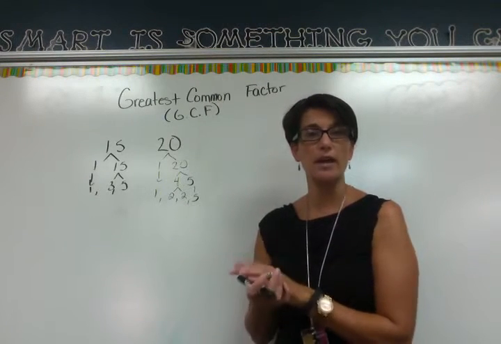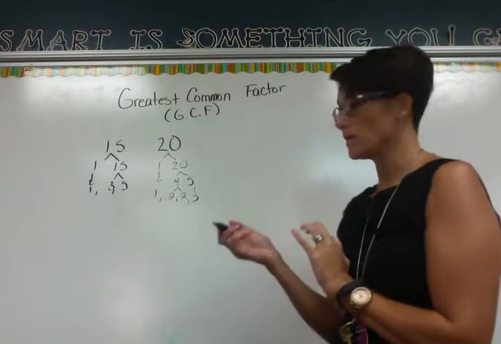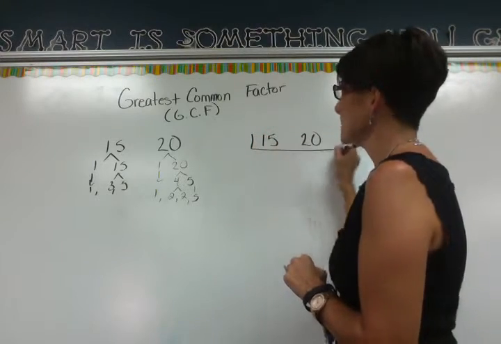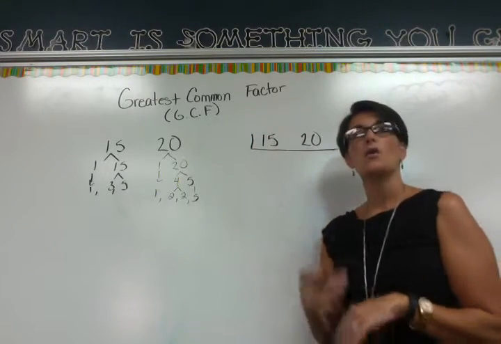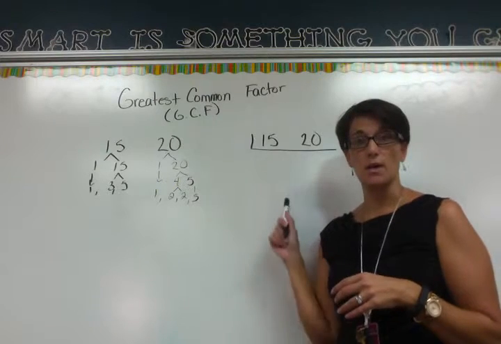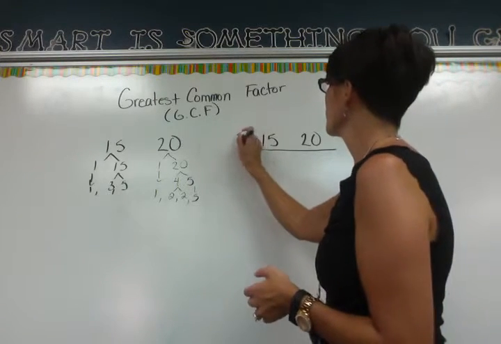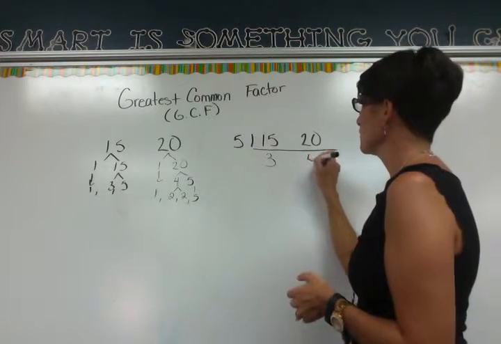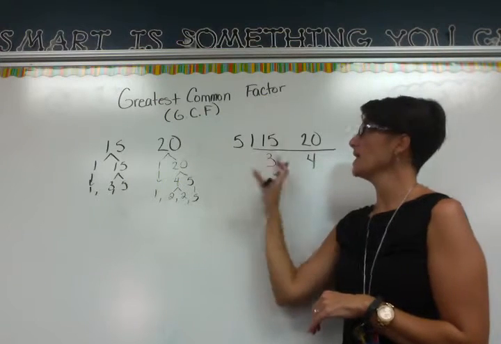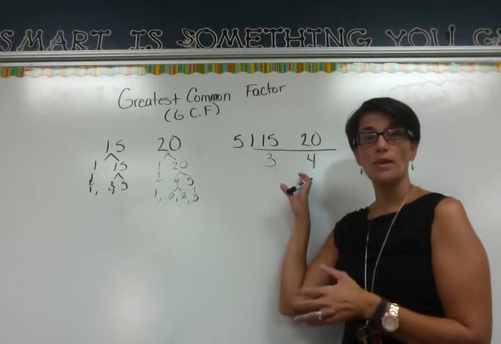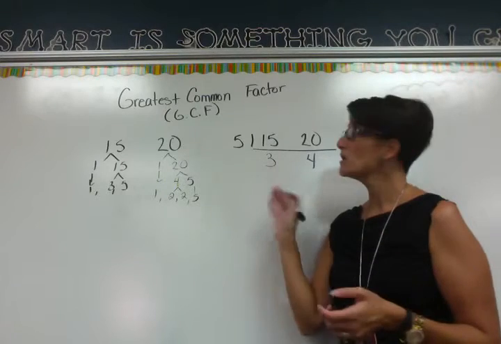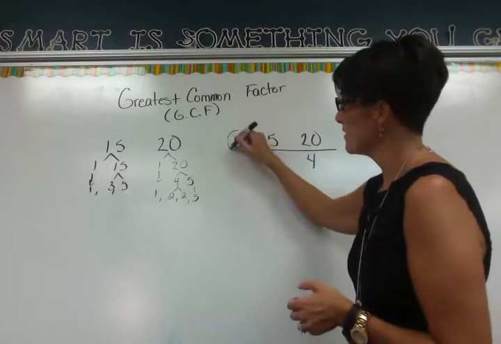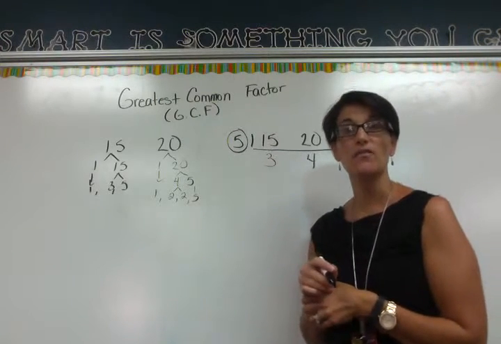Let me show you an easier way called the ladder method. And this is what it looks like. You still take your same two numbers of 15 and 20, and instead you draw an upside down division sign. And you think in your head, what number goes into 15 and 20? And you would say 5. So 5 goes into 15 3 times, 5 goes into 20 4 times. And then you would say, nothing else I can divide can go into 3 and 4 except for the number 1. So over here we have 5, 3, and 4. In the ladder method, the greatest common factor would be 5.